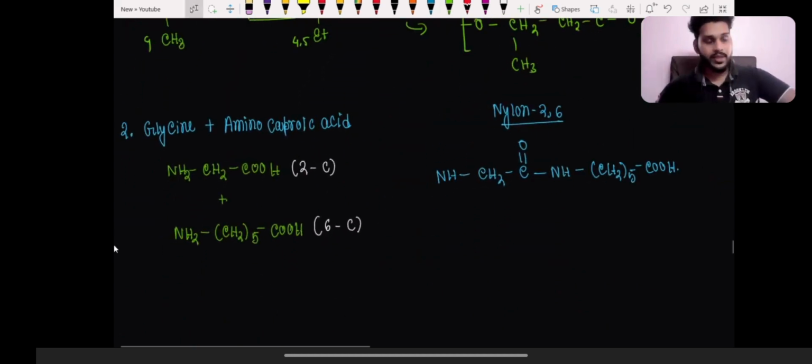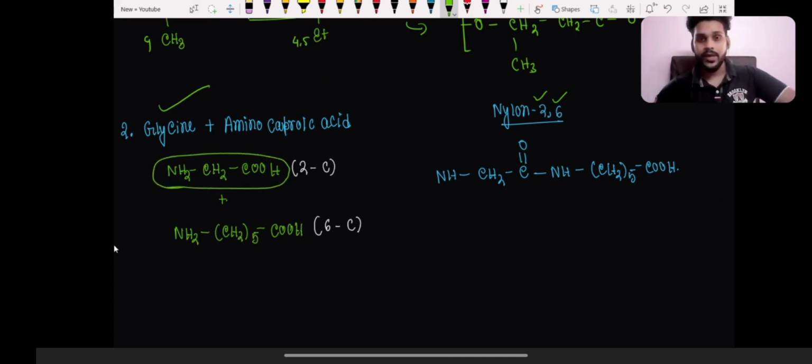Then nylon 2,6. Like I told you, 2 and 6 are nothing but the number of carbons present here. So what are the molecules, guys? Glycine. You know that glycine is nothing but the simplest amino acid in there, right? And then aminocaproic acid. Aminocaproic acid is nothing but an amino acid where we have, see, 2 and 6. So in the aminocaproic acid, how many carbons should I have? 6 carbon is what I need to have. So there is a carboxylic acid, there is an NH2 because it's an amino acid. So NH2 and carboxylic acid would be there. So leaving the carboxylic acid's carbon, I would need 5 more CH2 groups. So this is what we have now. So this is aminocaproic acid.